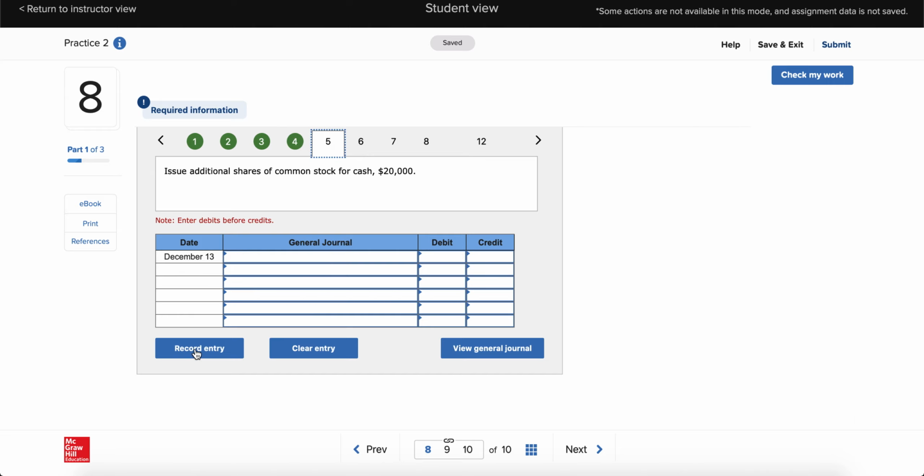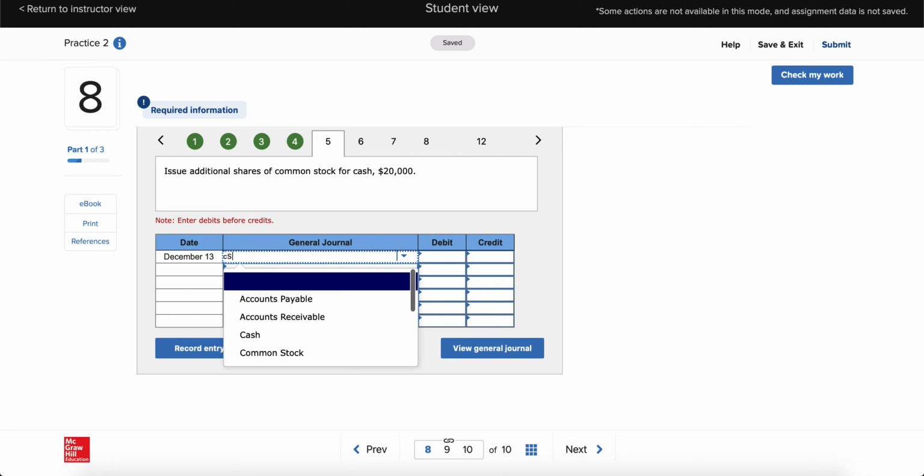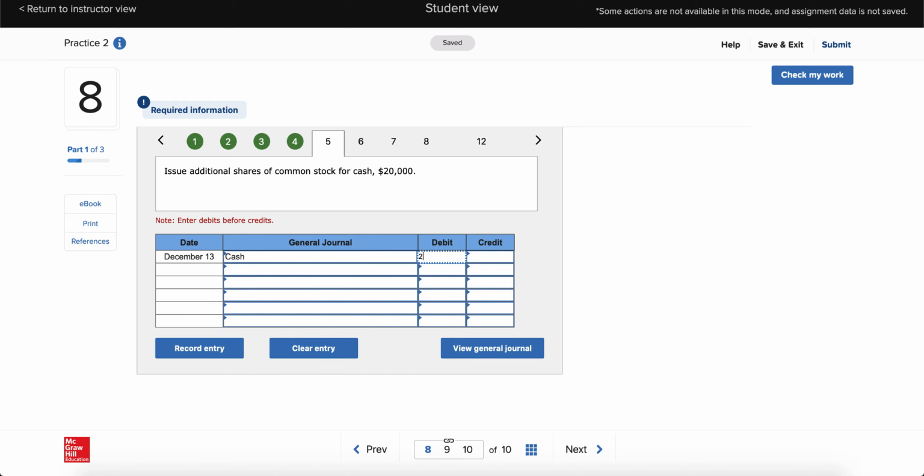Let's move on. Number 5, we issue additional shares of stock for $20,000 cash. So we have cash, 20,000, and common stock, credit 20,000.